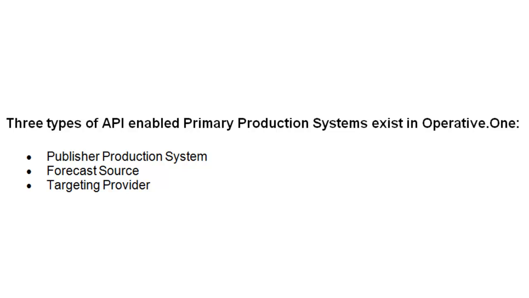A targeting provider is specific to digital. Targeting providers are systems that extend a publisher's ability to reach specific audiences. These capabilities can be modeled in Operative.One as targets so that they can be leveraged in contracts.